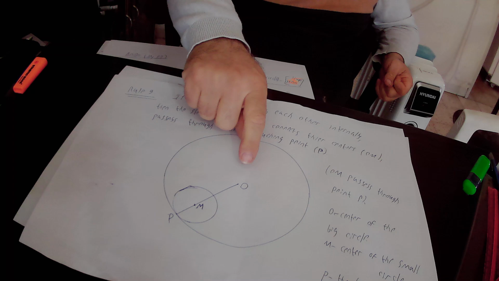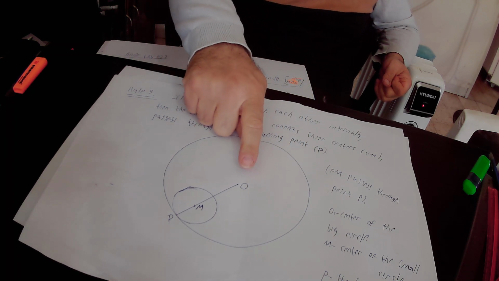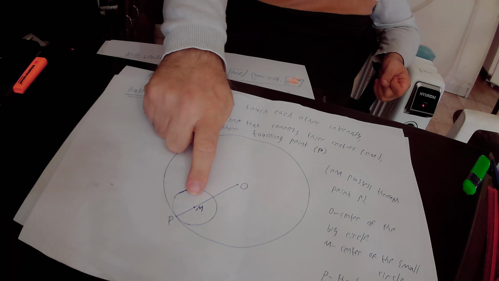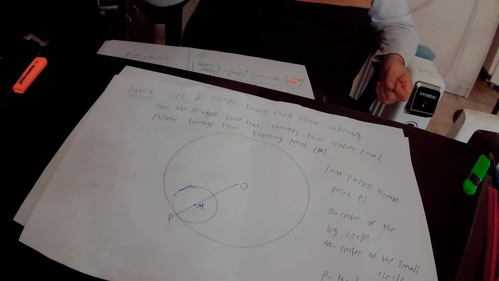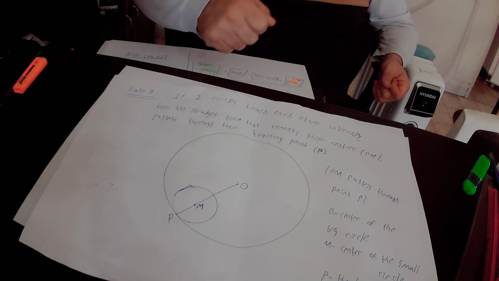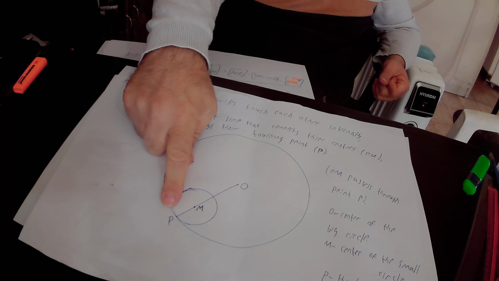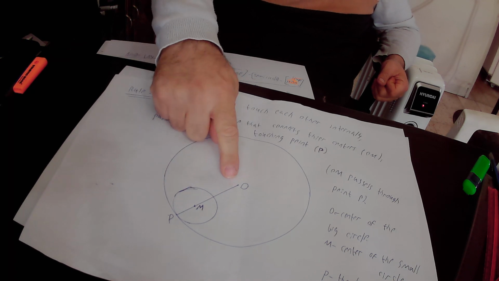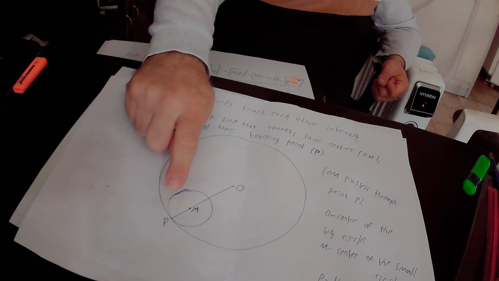The center of the big circle is here at point O. The center of this small circle is here at point M. And the straight line that connects their centers together is the straight line OM. And according to this rule 9, the straight line OM must pass through point P, that is their touching point. So OMP is one straight line.